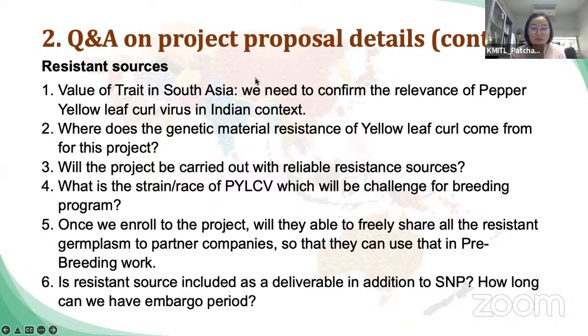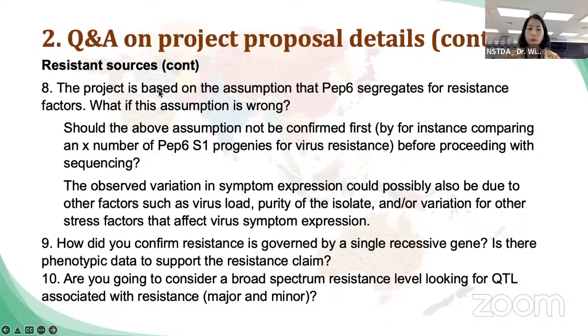How long does the resistance include the SNP? I think for number 6, the resistance source will not be included as a deliverable. Only the SNP markers will be deliverable, but you can obtain the resistance source directly from AVRDC and integrate that into whichever background you're using. Unless, of course, the company is in Thailand, because we have issues like exporting and importing material across the border.